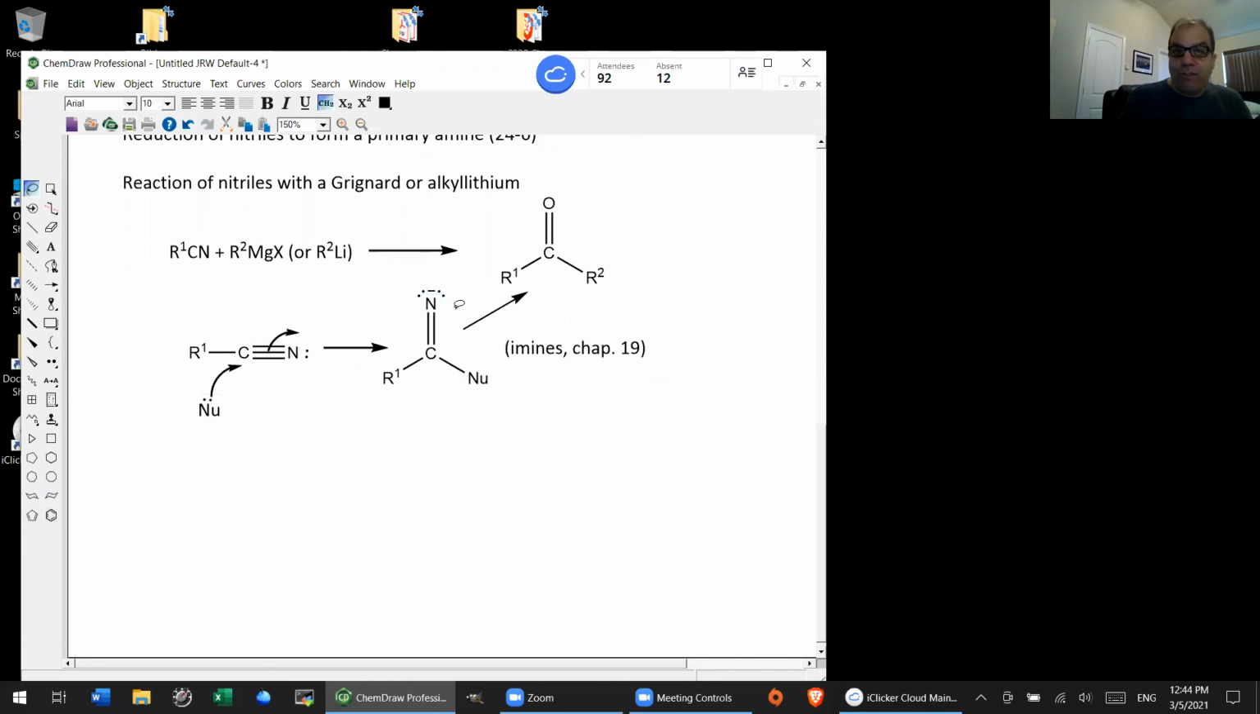But then once we acidify, once we do our acidic workup, you're going to add the proton back onto the nitrogen, and then you will hydrolyze the resulting imine, because NH, that's an imine. And we talked about that in chapter 19. That mechanism is exactly the same as formation of an imine, except exactly backwards. It's just the reverse of imine formation. And so from there, you get your ketone out.